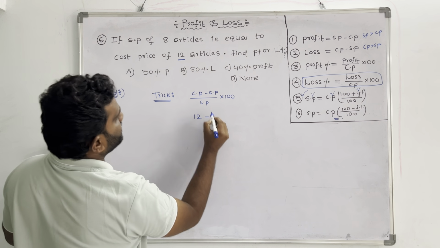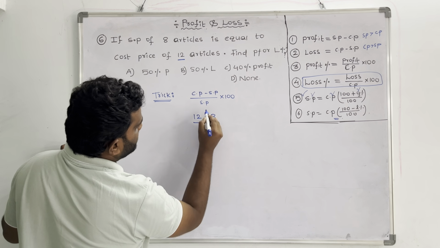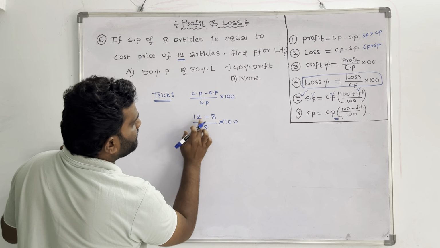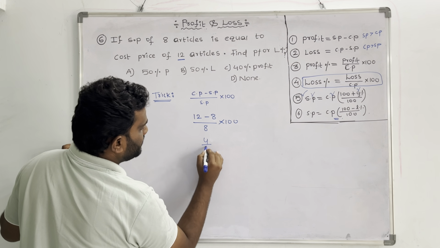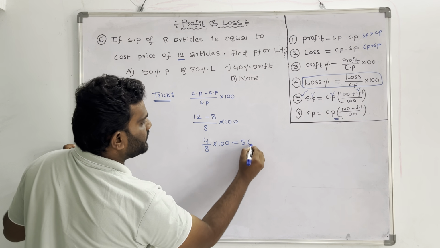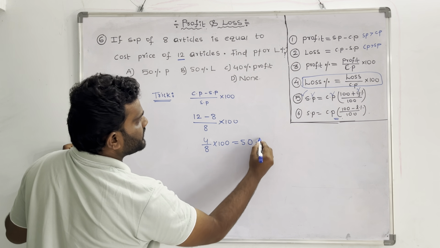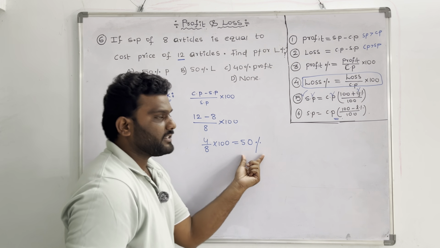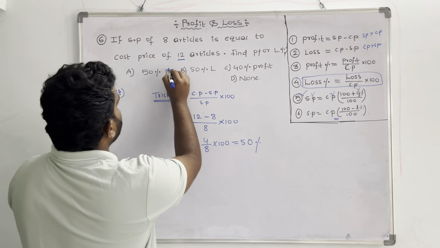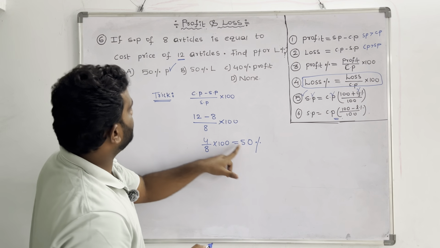Selling price of 8. Take 8. And what is the selling price? 8 again into 100. Okay, 12 minus 8, nothing but 4 by 8 into 100, and this will become 50. So 50 percentage. See, 50 is the positive number we got, right? That is why the answer is A, because it is a positive number.